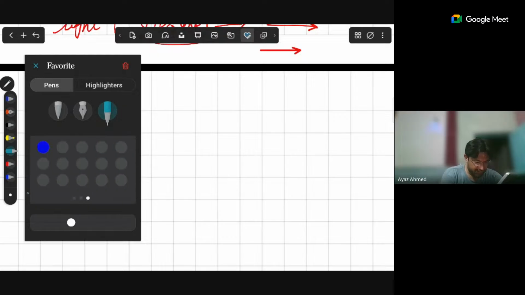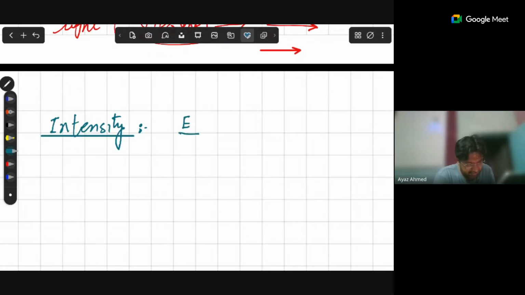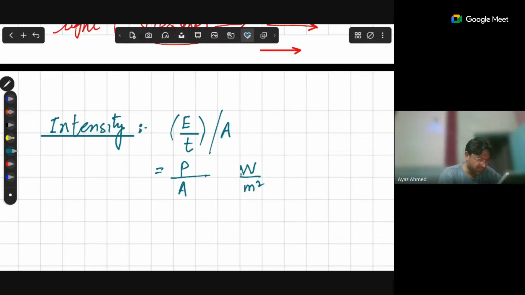The next very important question asked in theory from this unit number 1, along with the Doppler effect, is the intensity of the wave. What is intensity? Intensity is energy per unit time transferred per unit area. So overall, it becomes power per unit area. That is why its unit is watt per square meter.